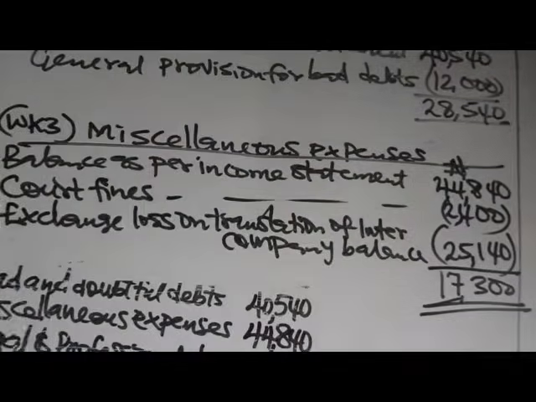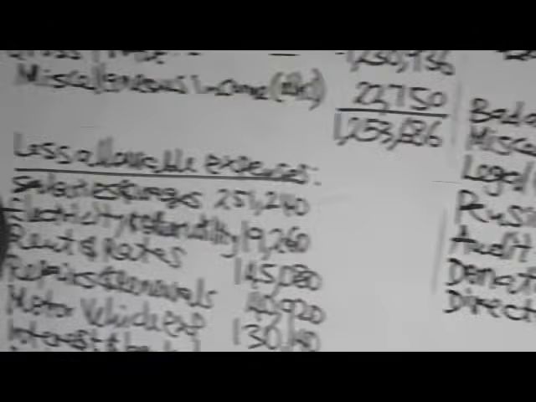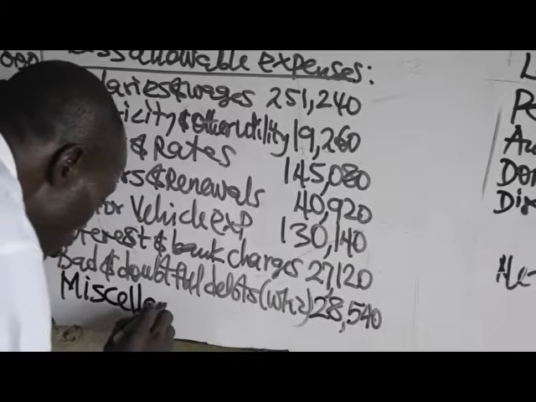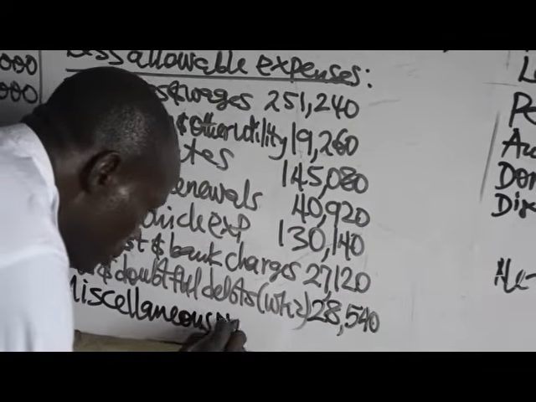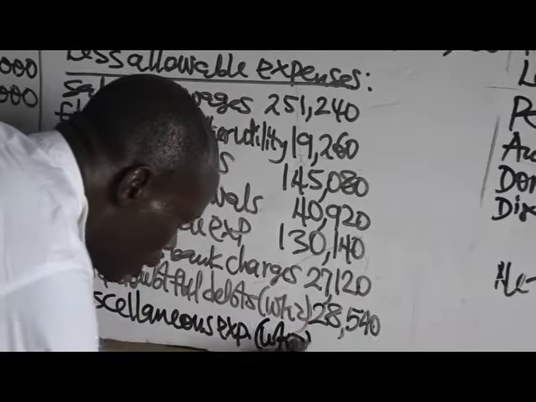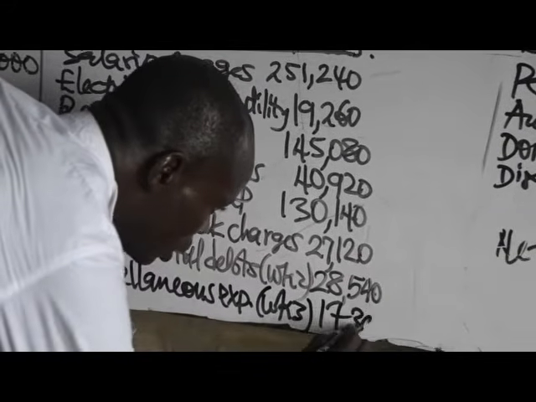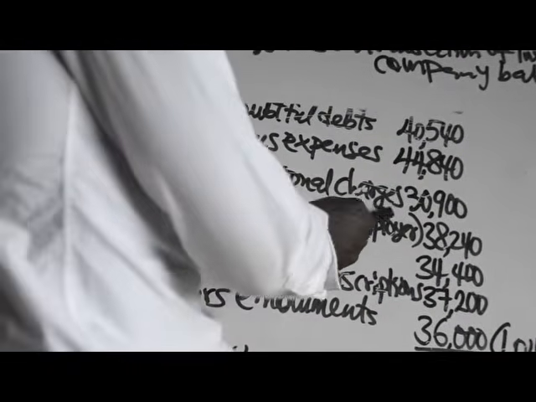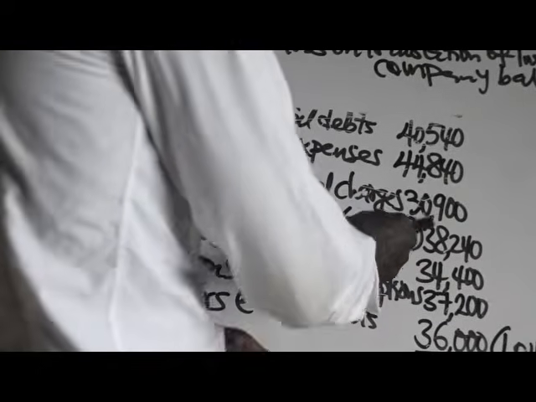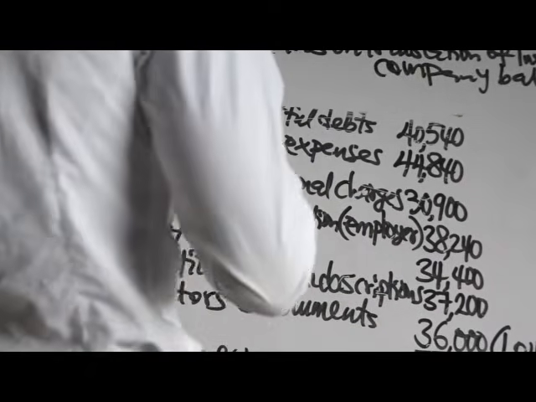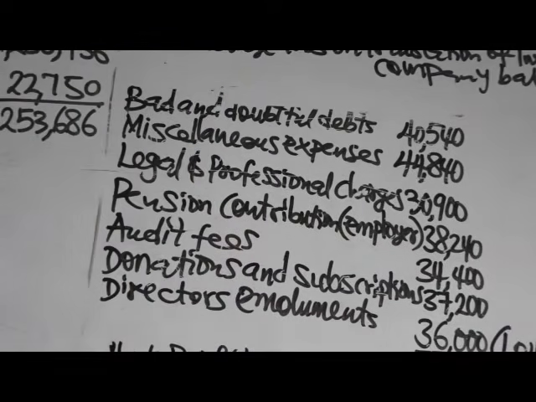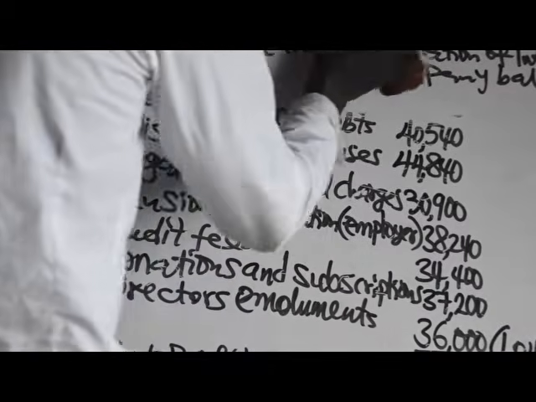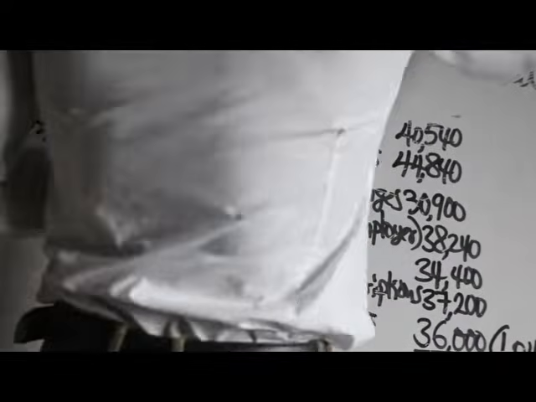So we have miscellaneous expenses. That is working 3, 17,300. Aside miscellaneous expenses, we have legal and professional charges of 30,900. Let me have that as working number 4. Legal and professional charges.